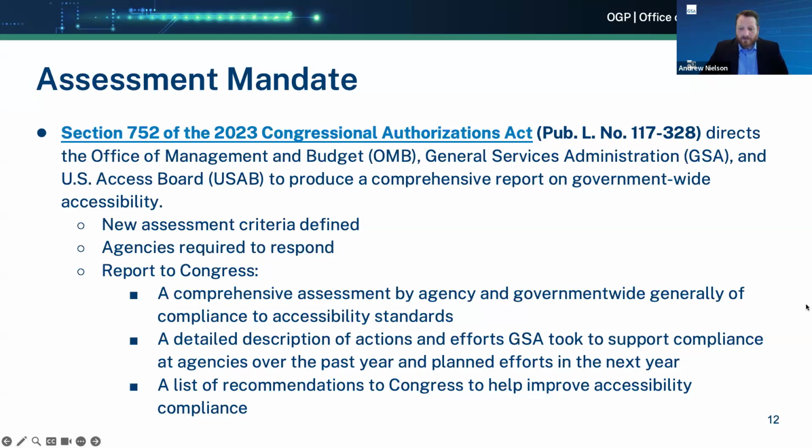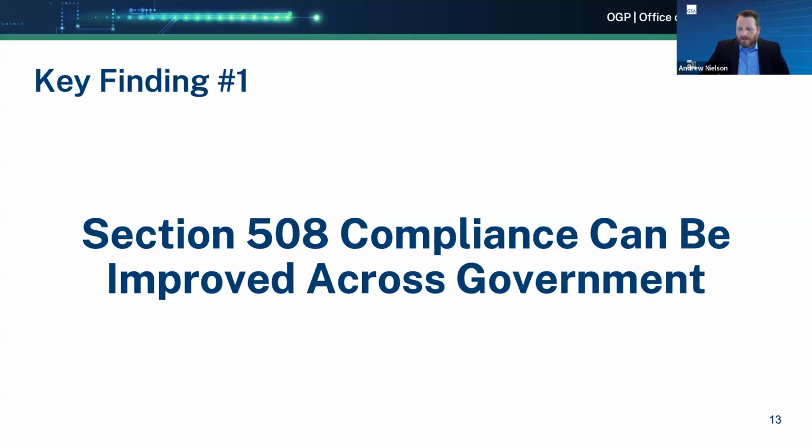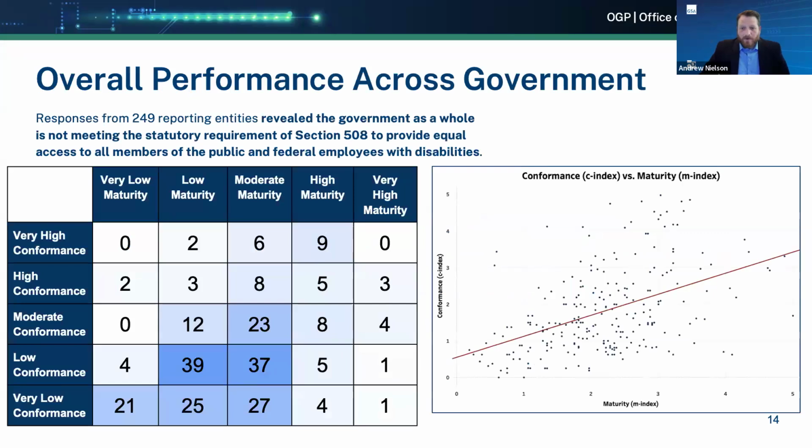And then it also asked for a list of recommendations to Congress to help improve accessibility, and to agencies, for them to take action on. Though we don't have any directive authority, they are still recommendations. So some of our findings from the report. I'm displaying on the screen here basically the same data, but I have two different charts, one with more detail than the other. We got responses from 249 discrete reporting entities, or federal agencies.